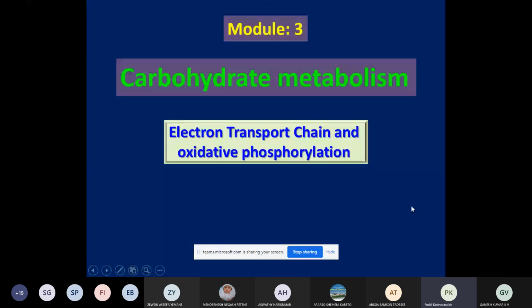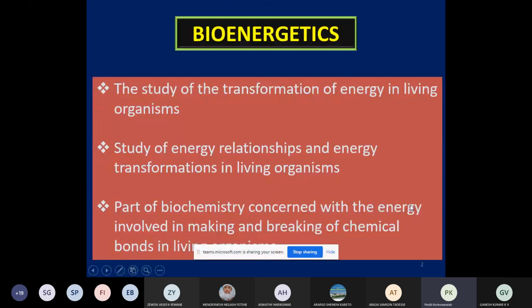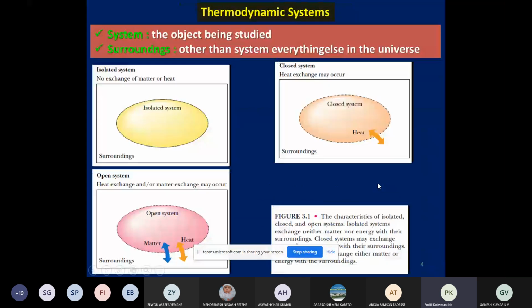We said that to understand the electron transport chain and oxidative phosphorylation, we need to understand bioenergetics. We have already covered some basic principles of bioenergetics. Bioenergetics mainly deals with the transformation of energy in living organisms, and we discussed that there are three types of systems in thermodynamics: isolated, closed, and open systems.